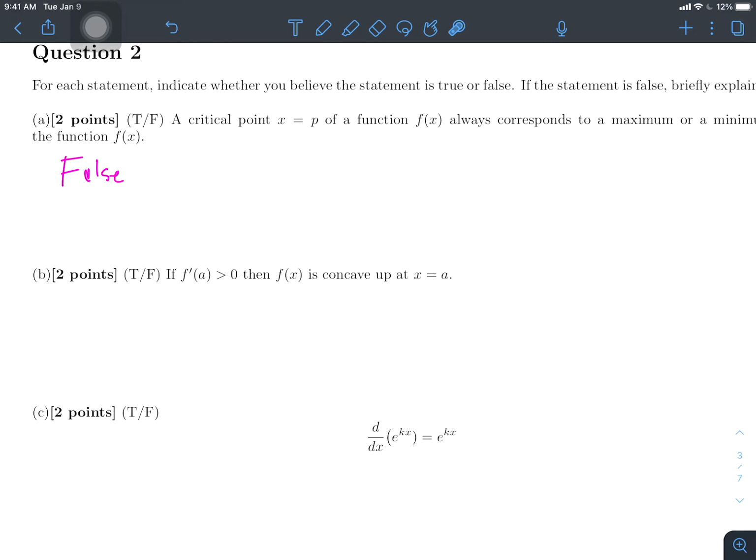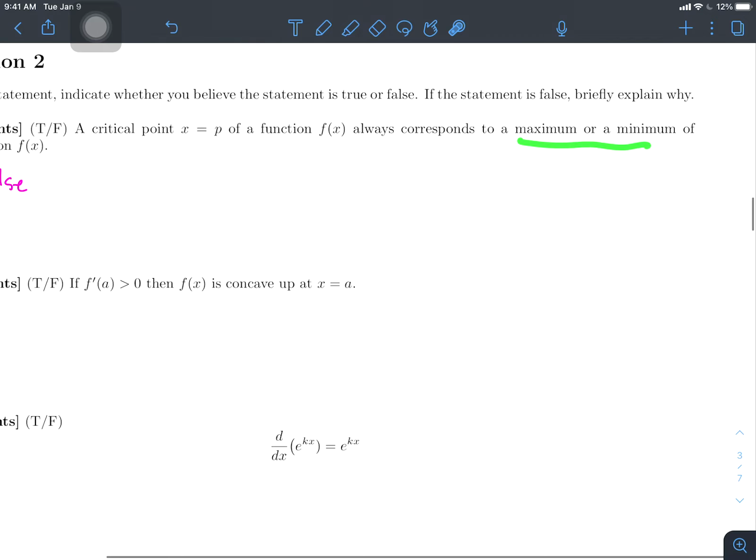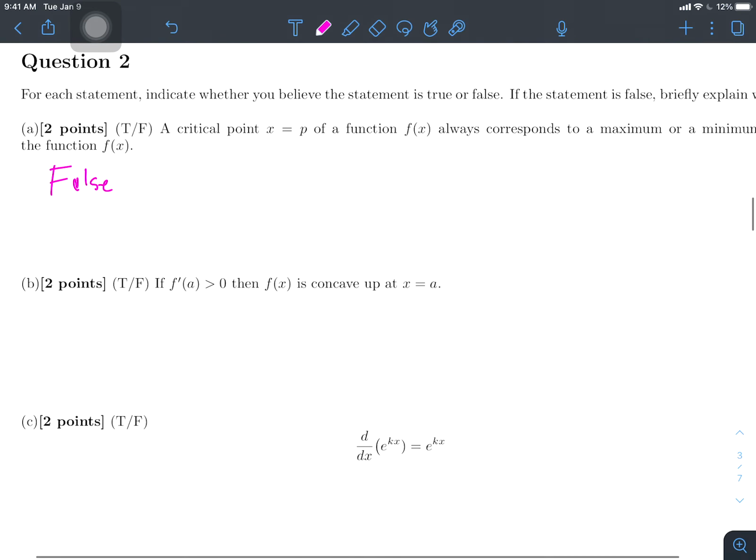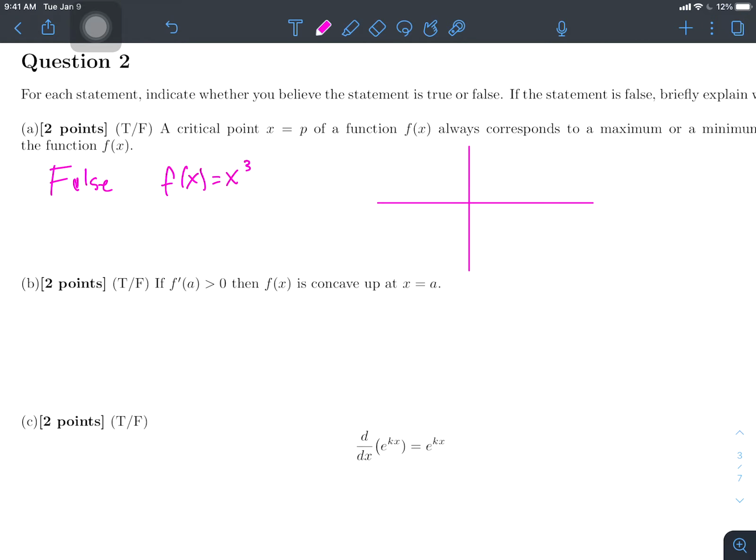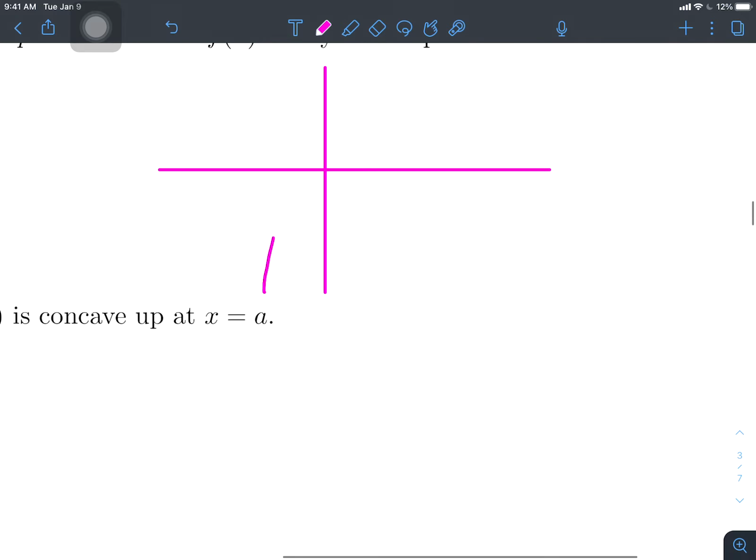A maximum or a minimum is always going to occur at a critical point. But just because we have a critical point does not mean that we get a maximum or a minimum. Okay, and here's an example. F of x equals x cubed is a function that has a critical point at x equals 0, but it doesn't have a maximum at x equals 0. So it looks like this.